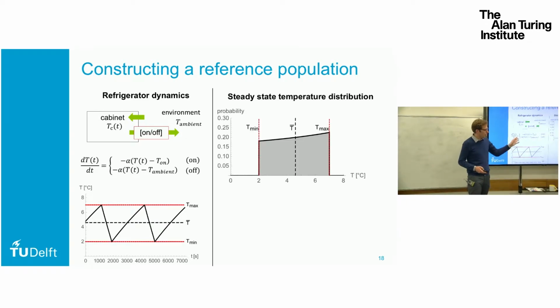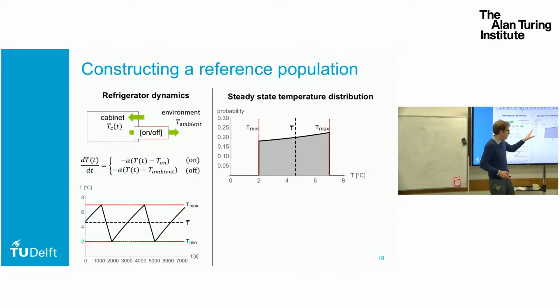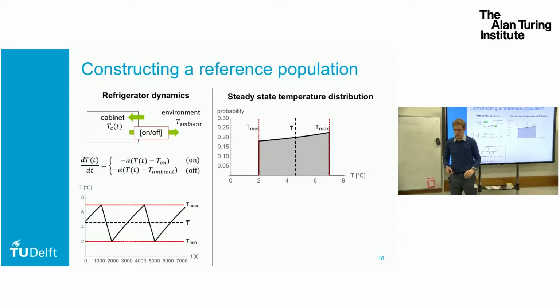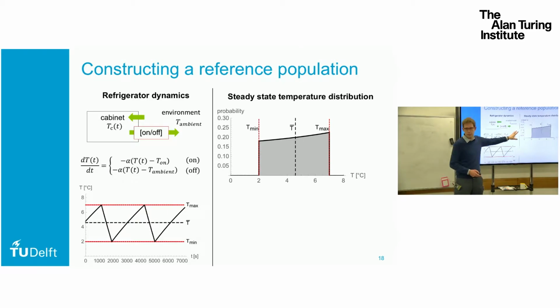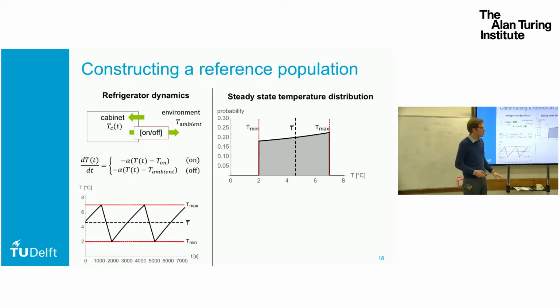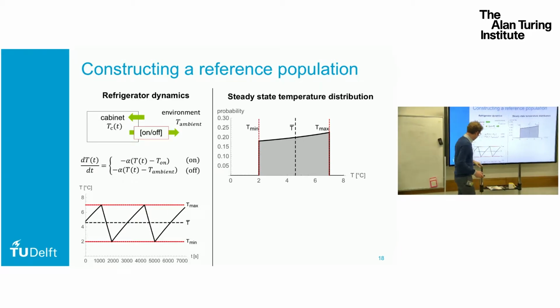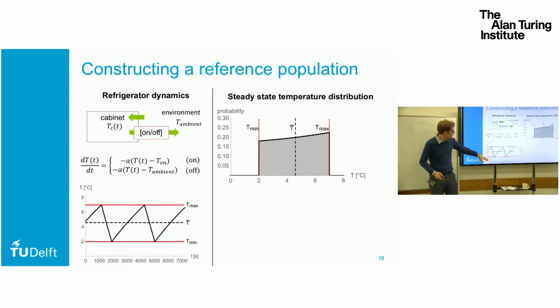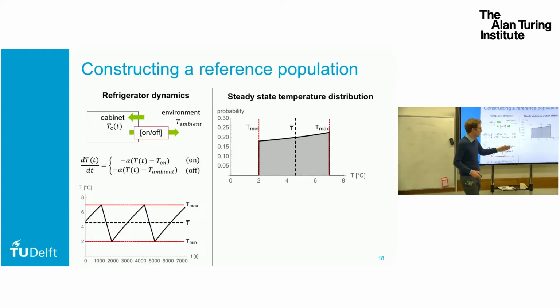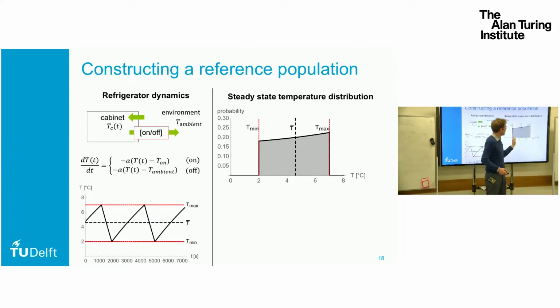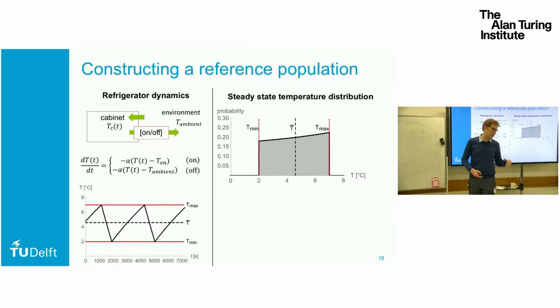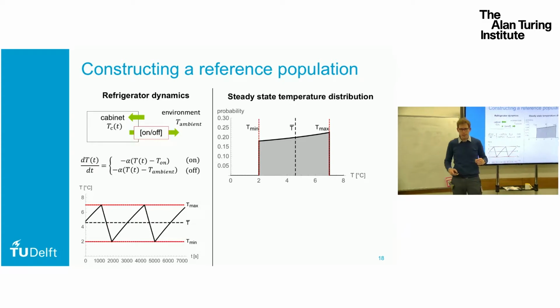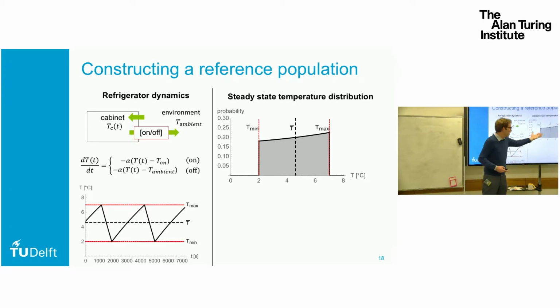Taking this and integrating this and looking at it from a steady state temperature distribution, you get the distribution that's seen over there, right? So this particular fridge has a minimal temperature of 2 degrees, maximum of 7 degrees. It has a distribution between these two temperatures, and you can compute the shape of this distribution exactly for this simple model. And we'll now interpret this as a probability distribution, right?